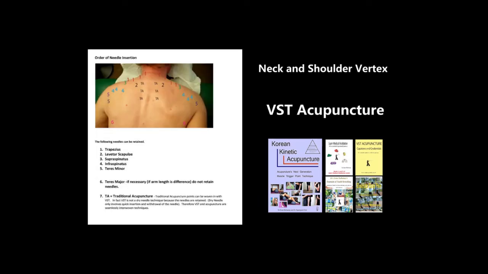This picture shows the needle location that we are going to use with VST acupuncture when we identify a shortened muscle through range of motion testing. So, for instance, on lateral bending or lateral rotation, if we find a restricted muscle, it's going to be either the trapezius or levator scapula. And you'll see in the picture that trapezius is indicated by the number 1 and the levator scapula is number 2.